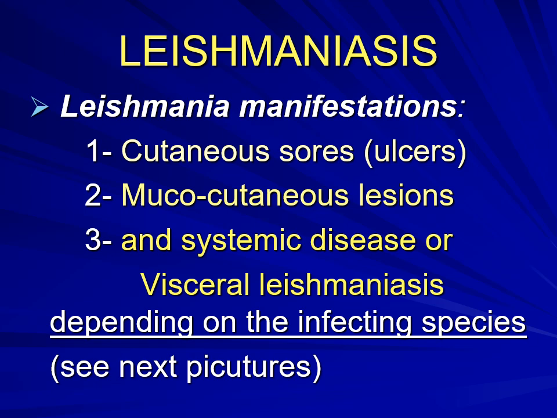Then we have mucocutaneous lesions, and this comes to the nasopharyngeal area that is behind the nose and the mouth, behind the nose and in the pharynx. Okay, mucocutaneous lesions, and that occurs with Leishmania brasiliensis only, and we'll come to describe that. And third is the systemic disease or visceral leishmaniasis, which involves the viscera or the internal organs. Mainly, it's the liver, spleen, and lymph nodes, the reticuloendothelial system.